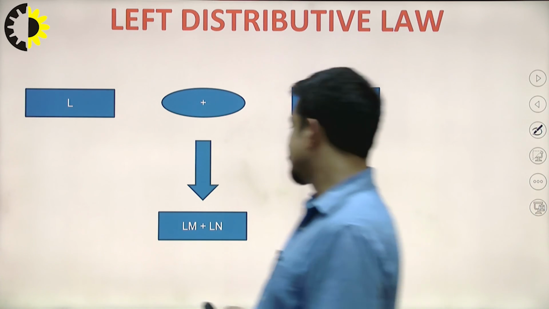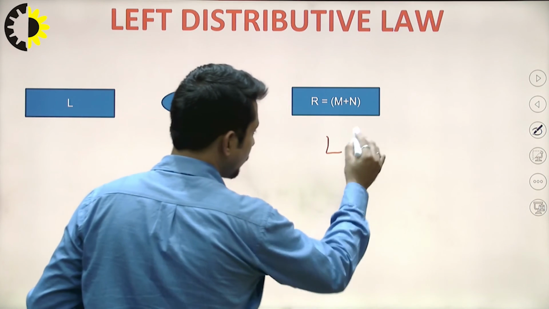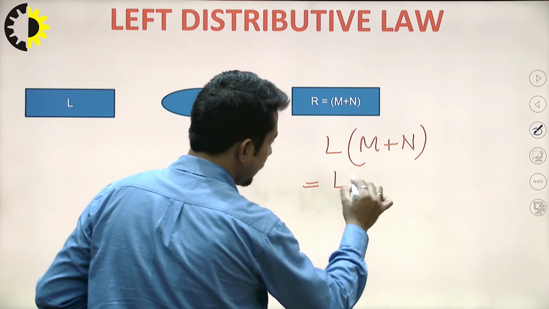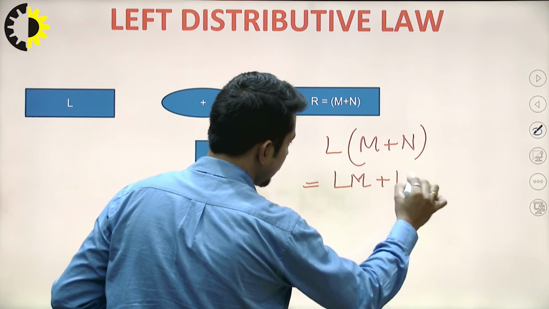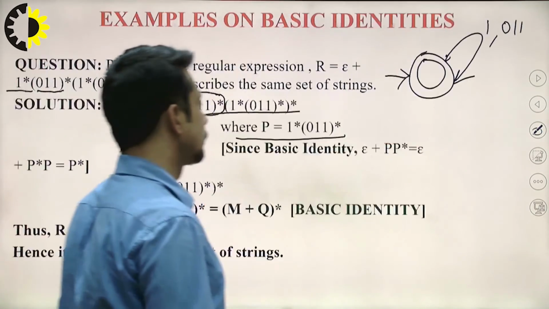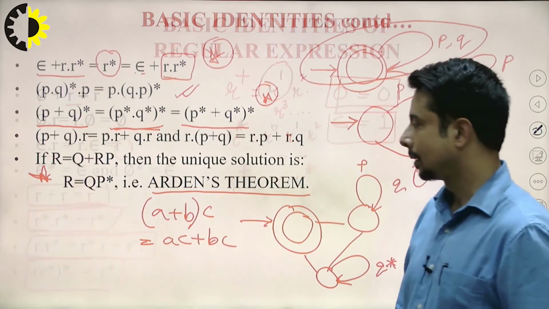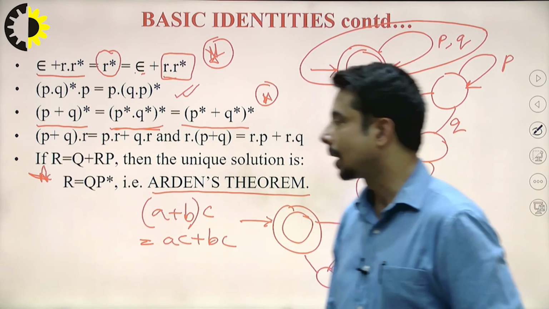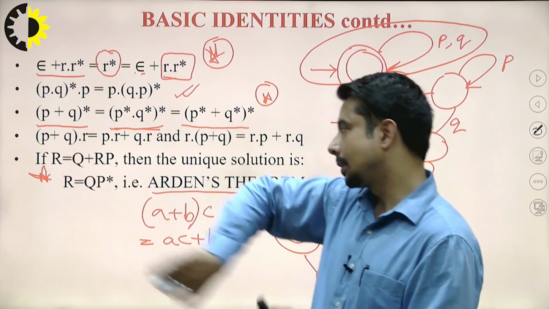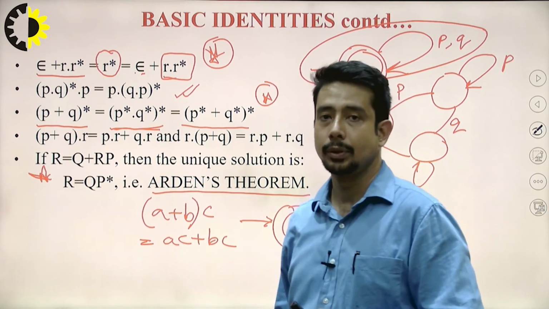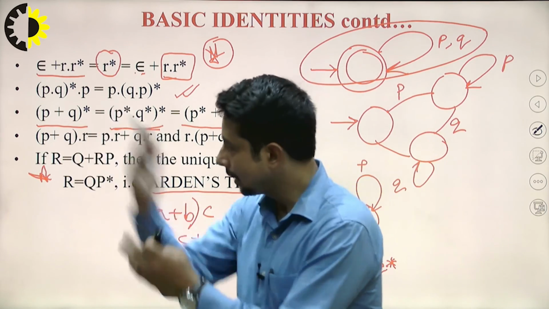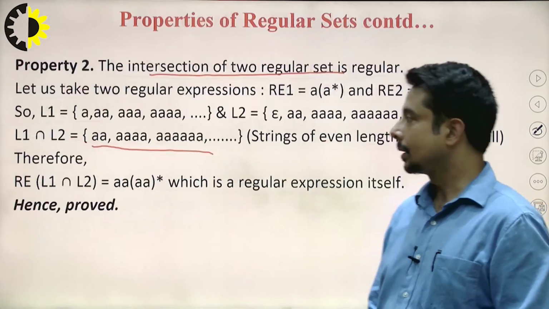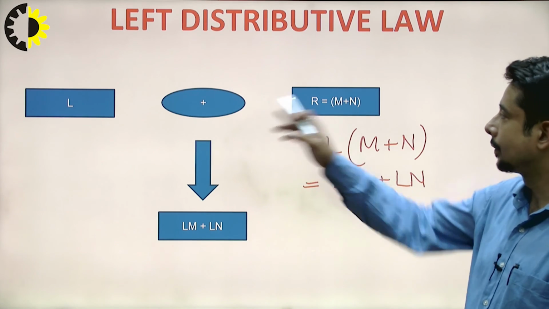Next comes the left distributive law. The left distributive law says that if you do this kind of operation, then it will result in LM plus LN. It's somewhat similar to what we discussed about this property, (P plus Q) whole to the power R. There R is on the right hand side, so it becomes the right distributive law. But if we put R on the left hand side, it becomes the left distributive law.